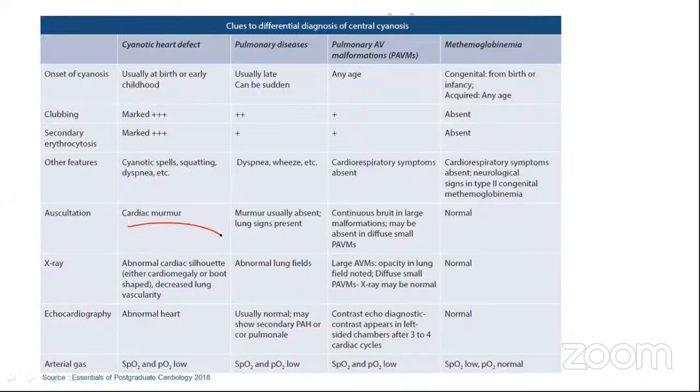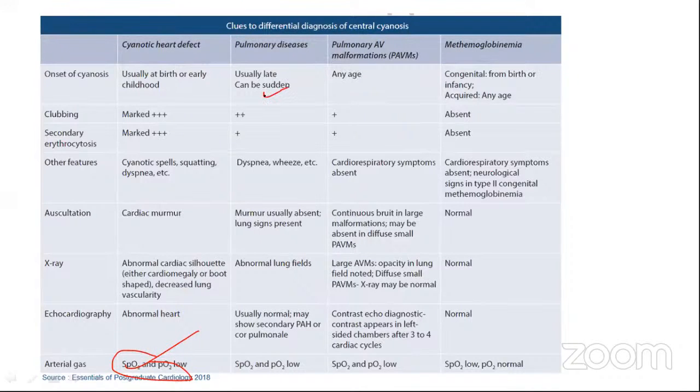And you will get some cardiac murmurs. Because it is an early cyanosis, you will get signs on the chest X-ray, like tetralogy of Fallot will have a boot-shaped heart, etc. And always remember, the SpO2 and PO2 will be low. This is in a cardiac cyanosis, the commonest being cyanotic congenital heart disease.